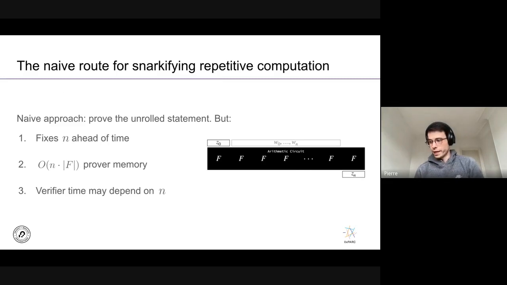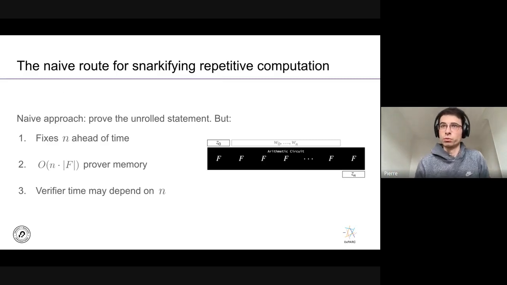And so the naive route to do that would be basically to just prove the unrolled statement that you are making. So let's say, for instance, that you want to verify 100,000 signatures, then the idea would be to just make a for loop from 0 to 100,000 and every time verify the signature. But there is a kind of a problem with that.